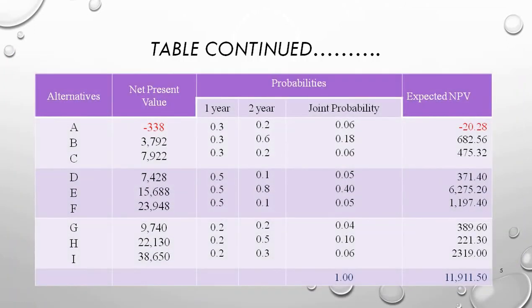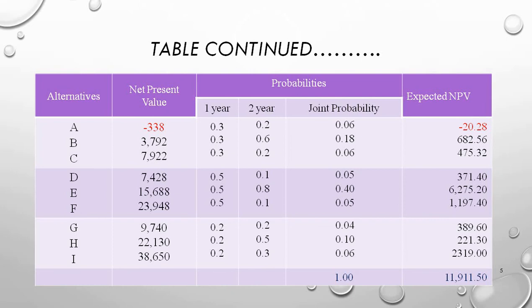Continuation of the table. Alternatives A to I, their net present value, and net present value has to be multiplied with joint probability. In order to get the joint probability, you have to multiply the probability of first year and second year. After multiplying the net present value with joint probability, you will get expected NPV.